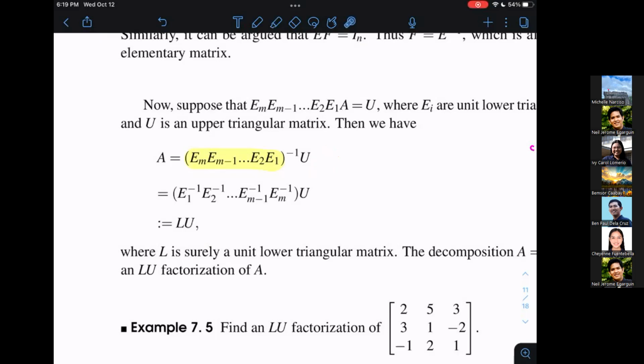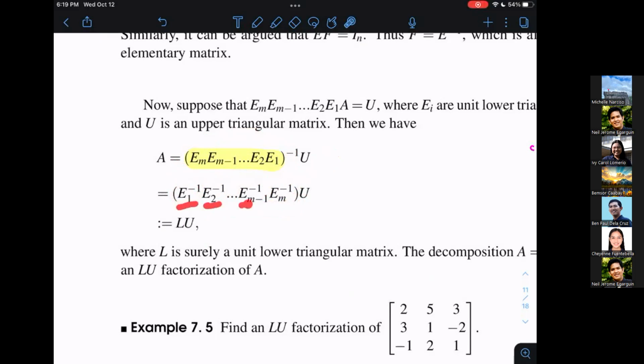Tapos, gusto ko ngayong makita kung lower triangular ba ito. Alright? So, use the property of the inverse of a product. Susulat ko siya isa-isa na ganito. Tapos, ito ay unit lower triangular. Ito ay unit lower triangular din. Ito ay unit lower triangular din. Unit lower triangular din. Kasi yung kanilang inverse o yung pinanggalingan nila ay unit lower triangular din.